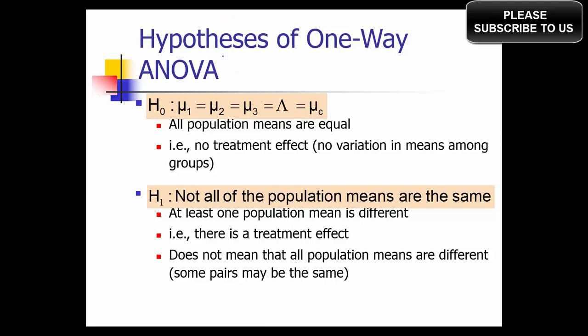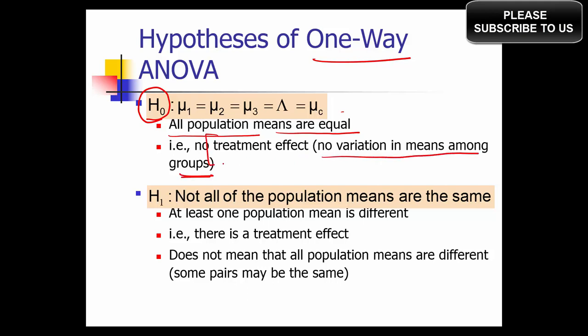First we'll see what is one-way ANOVA, and here is an example. We have the null hypothesis that the means are all the same, so all population means are equal. That's the null hypothesis. That means no treatment effect, no variation in means among the groups.